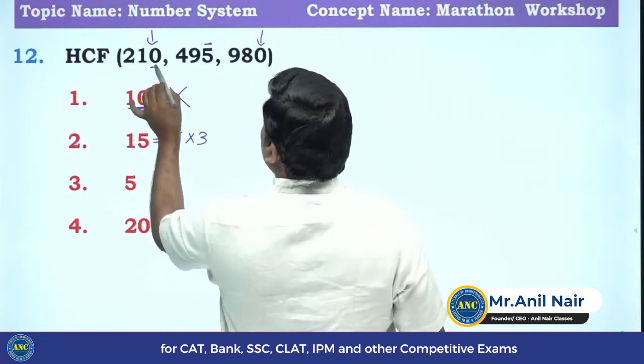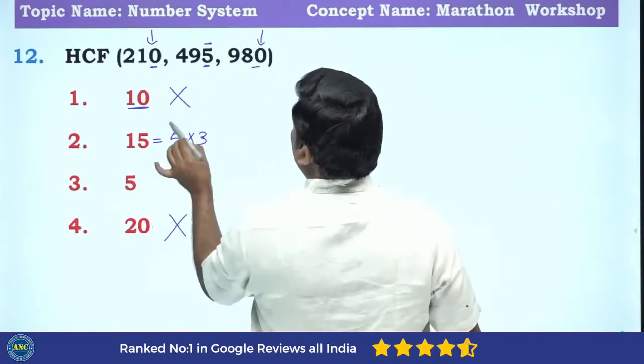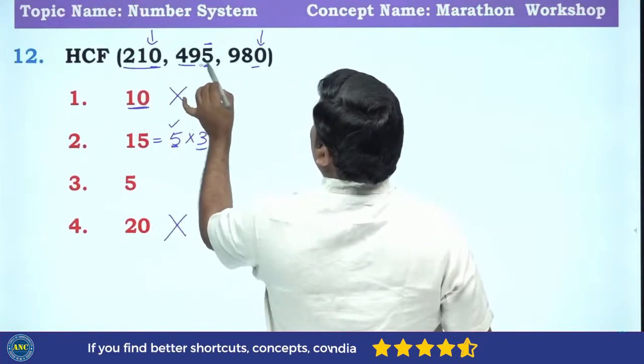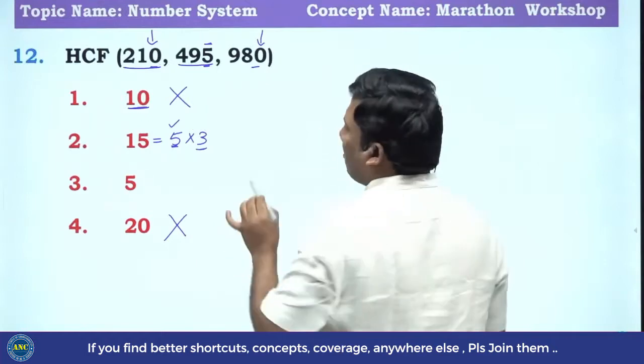It is divisible by 5. Divisible by 5, satisfying. Now 3: the sum of the digits should be divisible by 3. 4 plus 9 plus 5.